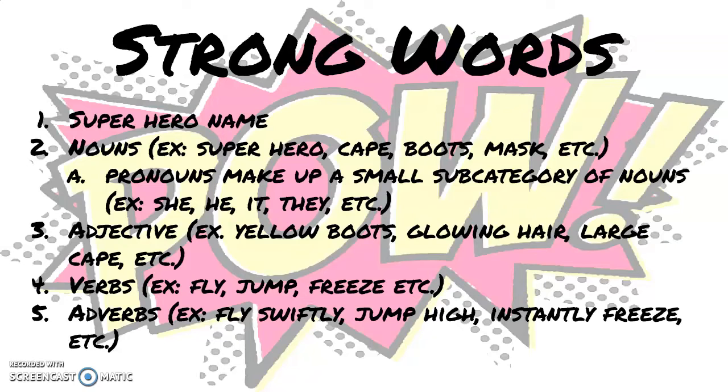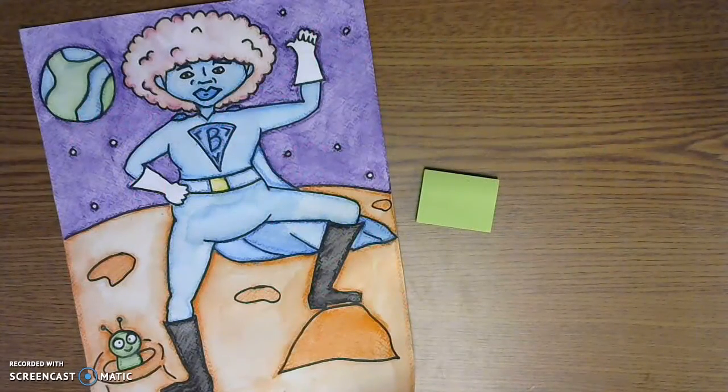Verbs are action words. So, is your superhero flying, jumping, freezing? What is your superhero doing? And then adverbs are how they're doing what they're doing. So are they flying swiftly, jumping high, instantly freezing, things like that. So those are some of the things that we are going to look for in our picture. So let's start with the nouns.